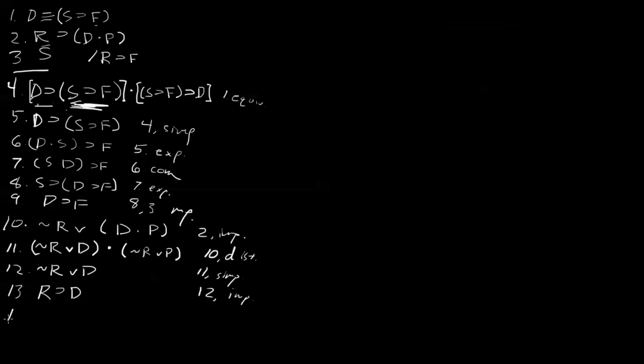That's what we wanted. So now we have if D, then F on line 9. If R, then D. So if R is true, that makes D true. And if D is true, then F is true. So we use the rule hypothetical syllogism to give us this. And that is from 13, 9, hypothetical syllogism. And there's our conclusion. And so that wasn't so bad.